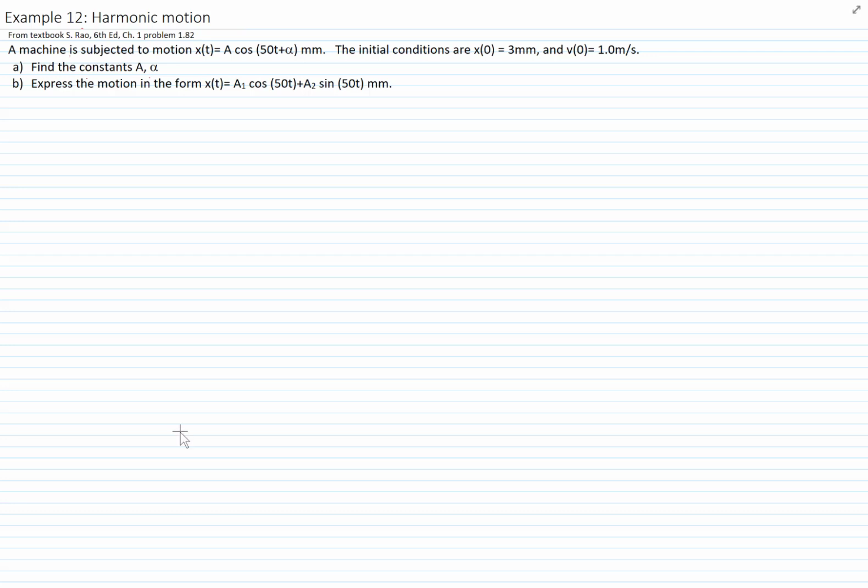We also want to find the function x as A1 cosine of 50t plus A2 sine of 50t millimeters. So let's start with finding the constant A and alpha. So we have x as a function of time, A cosine of 50t plus alpha, and with the initial conditions, x at 0 is 3 millimeters or 0.003 meters, and x dot at 0 is equal to 1 meter per second.